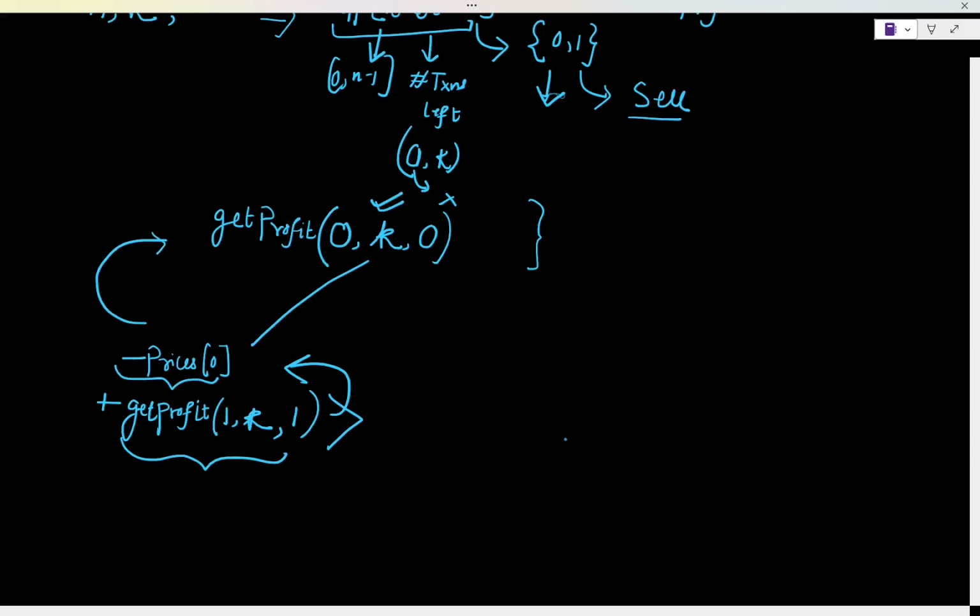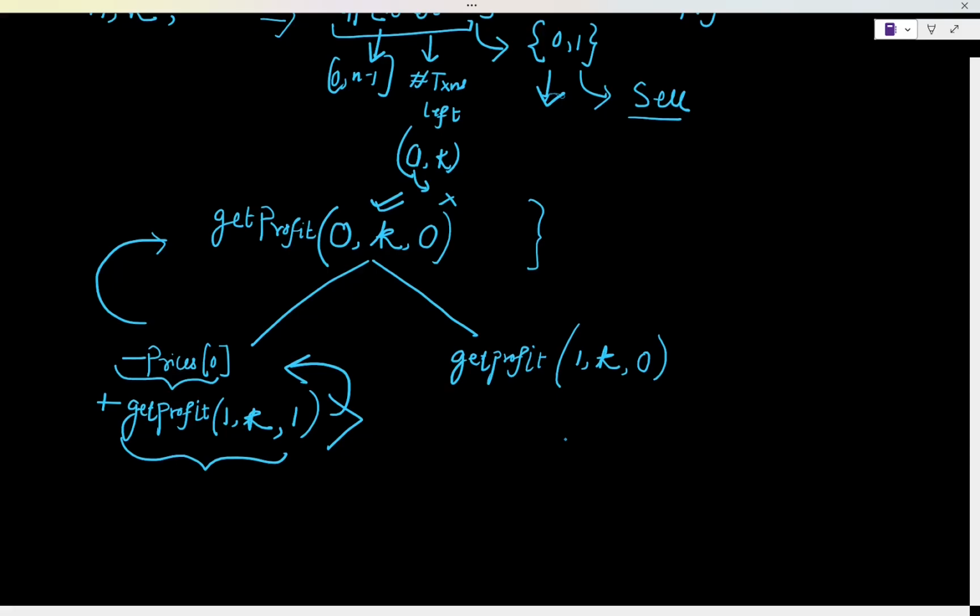But is that all? Is that all we can do? No. There is another possibility. What if I say I don't want to buy at 0? In that case, I can simply do a get profit from index number 1, since I don't want to buy at 0. Still K transactions are remaining, but the state will still be 0. That is, I have not done a buy transaction.